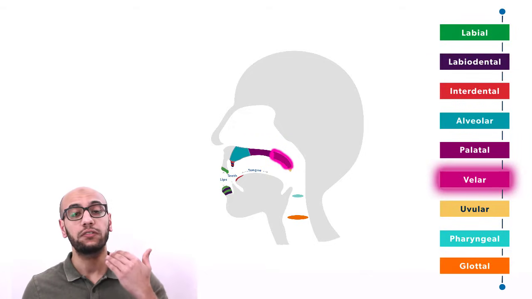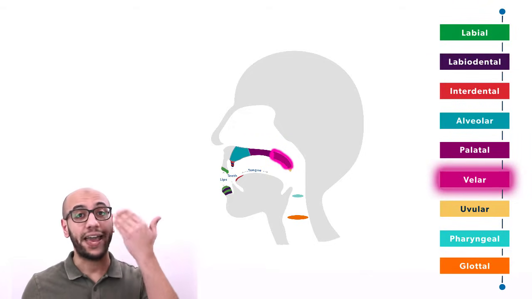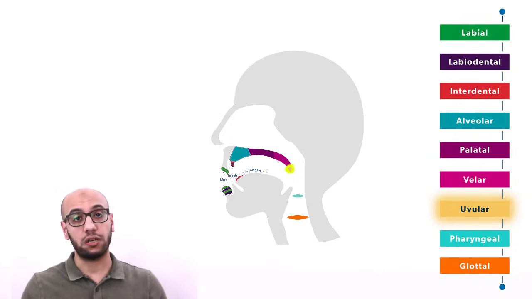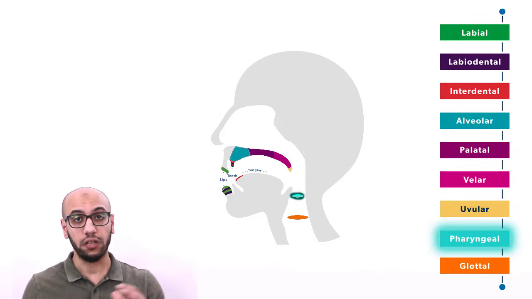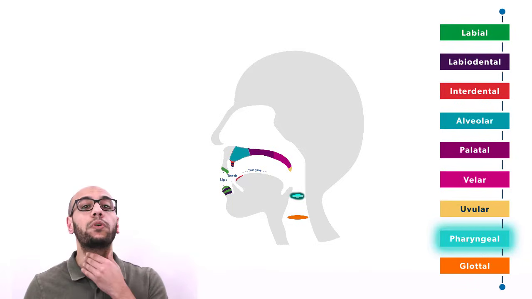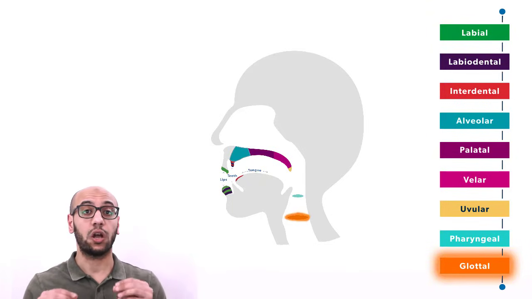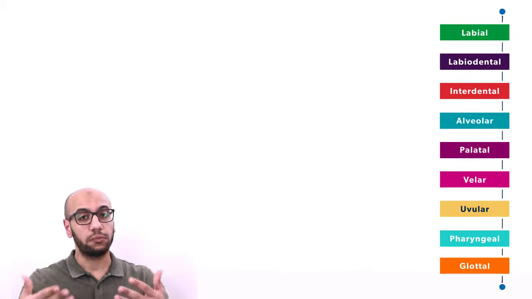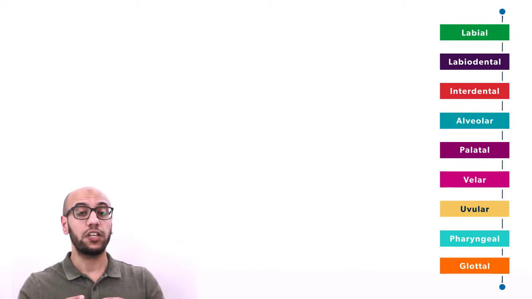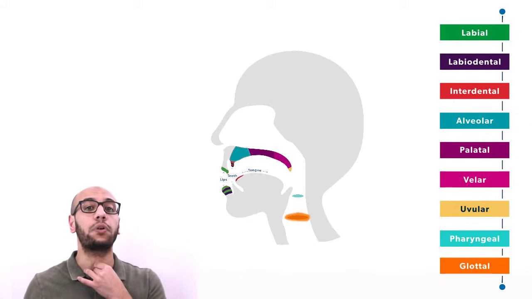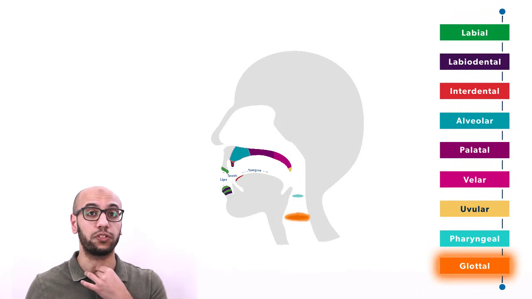The velar sounds come from the back of the mouth. Uvular sounds come from the end of the tongue. Pharyngeal sounds come from the throat, and last but not least are the glottal sounds, which come from the glottis. So we're going to be starting with the sounds that are produced by the glottis. That's the last part of your throat.